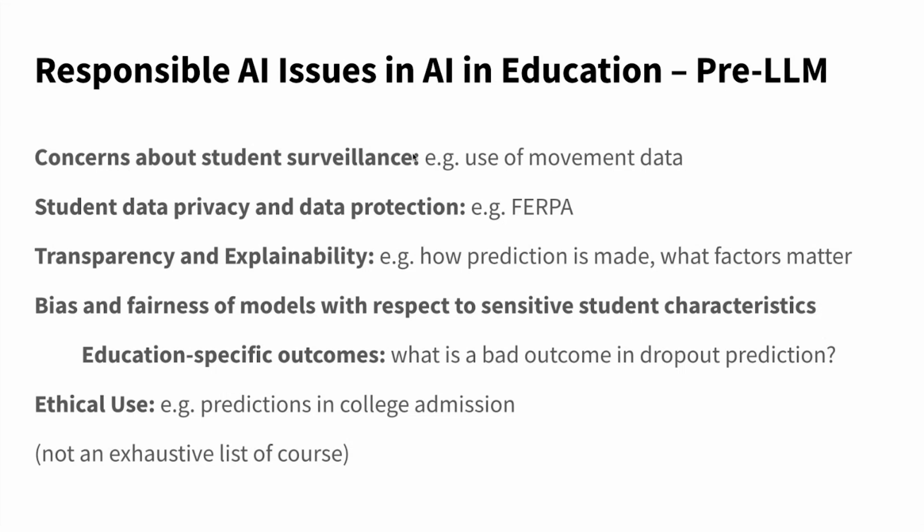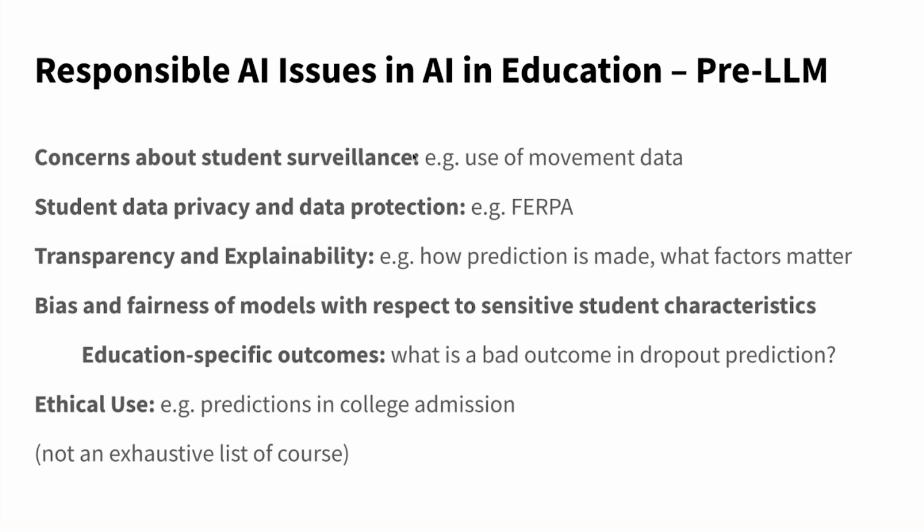Transparency and explainability has long been an important consideration in this space. For instance, why is an essay marked as an example of plagiarism? Also, what are the factors that are contributing to a dropout prediction, which can influence how an instructor or an administrator might respond to that prediction? And then, of course, a lot of questions around bias and fairness with respect to sensitive student data, right? Is the model fair? Is it advantaging some students over others in its predictions?